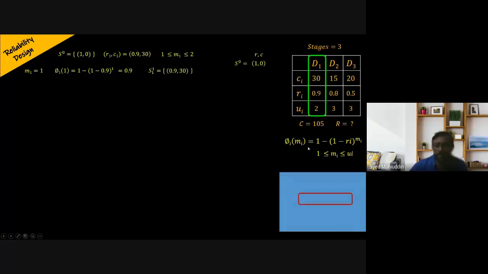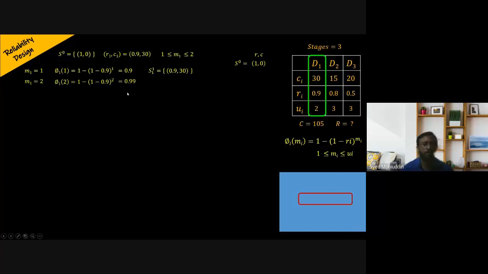Then, because at most 2 devices are allowed, one more device D1 can be added. So M1 will be 2. So using the same formula, phi 1 of 2 is computed. That will be 1 minus (1 minus 0.9), that is the reliability, to the power 2, because M1 is 2. This gives us the reliability as 0.99, much better. So if we include 2 devices, we have a better reliability.